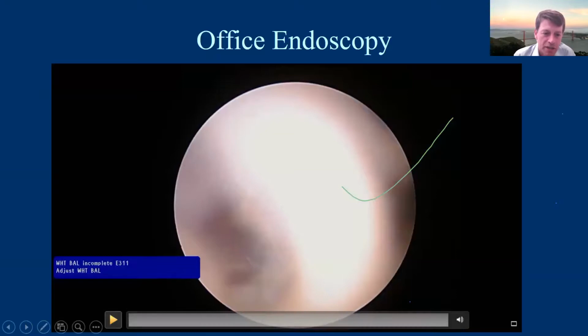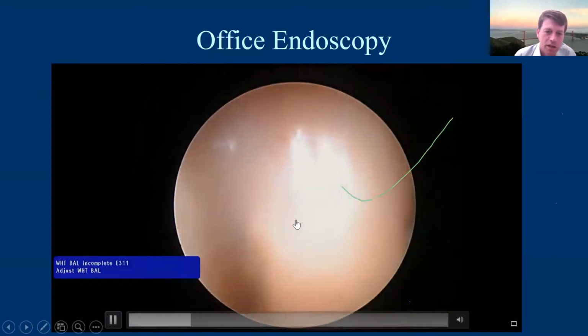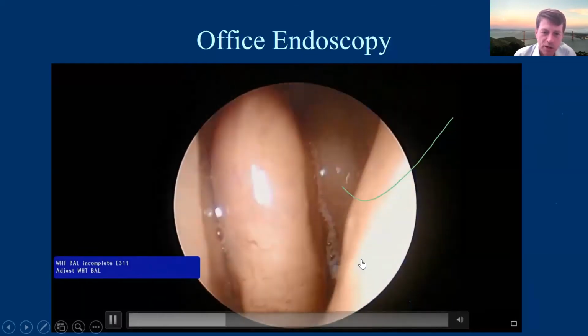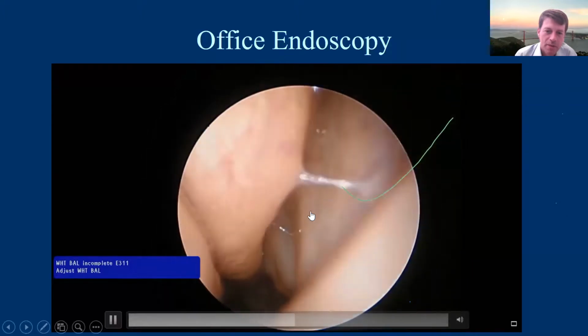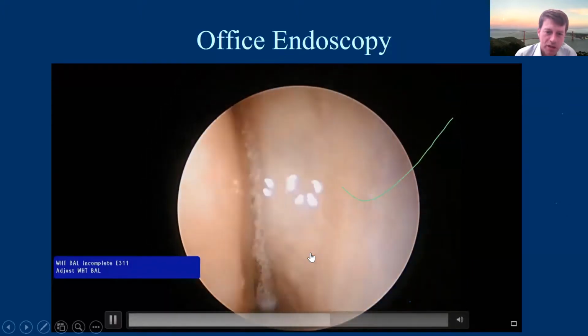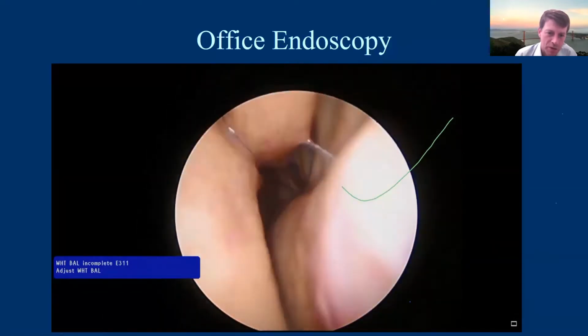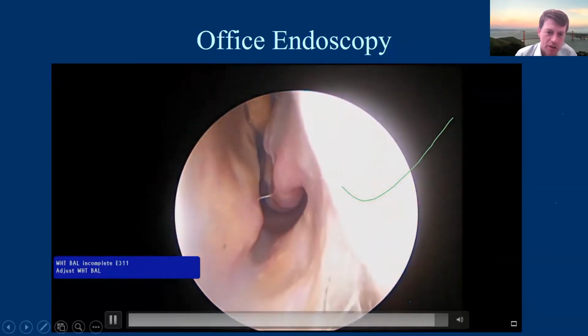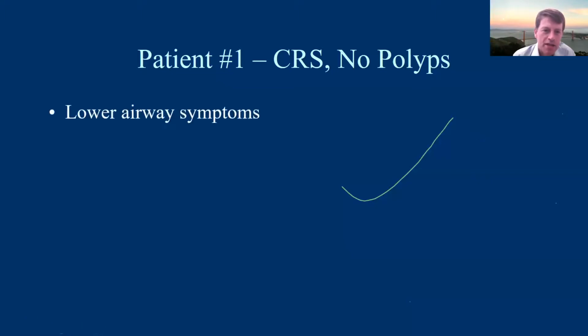Here's his endoscopy in clinic. As we look in, here's the nasal septum. We're going to touch his middle turbinate just to defog our camera a little bit. You can see edema in the middle meatus area, and perhaps a little bit of bulging here, but really no nasal polyps overall. We can see all the way back into the nasopharynx. Here's the inferior turbinate. So here's our patient's chronic sinusitis: no nasal polyps, but he's got lower airway symptoms.